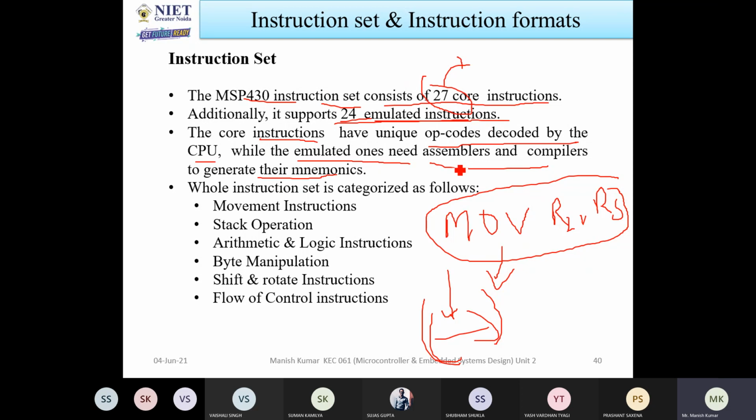So in that case, assemblers and compilers will generate the mnemonics for these types of instructions. This is the responsibility of the assembler and compiler.